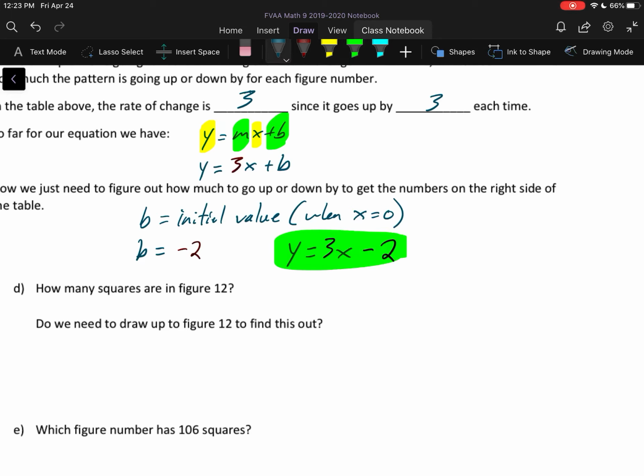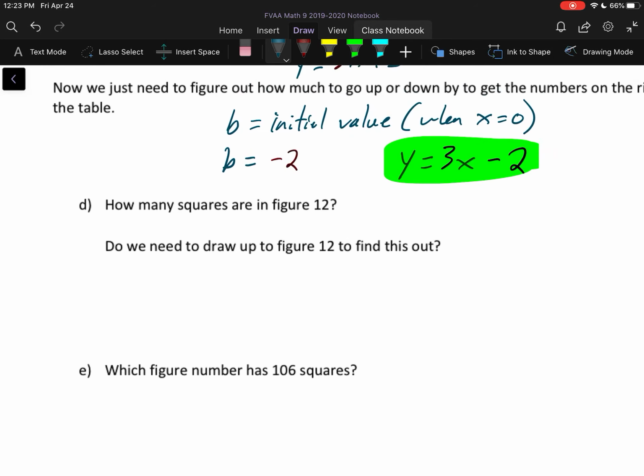So now we can use this equation to solve for other figure numbers or other numbers of blocks. That's the beauty of having these equations. So let's try it out. How many squares are in figure 12? Do we need to draw up to figure 12 to find out how many blocks there's going to be at the 12th figure? Well, no, hopefully not, because that would be a lot of drawing. So what we're going to do is use our equation.